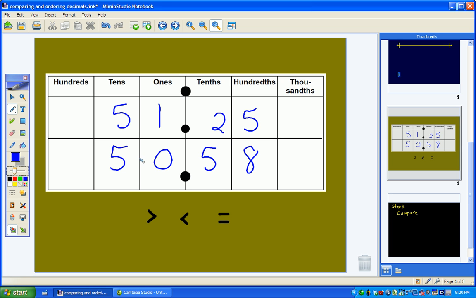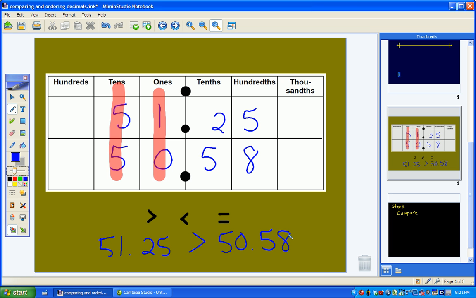So, numbers are pretty close. But when you're talking about races and stuff, the tenths and the hundredths and the thousandths place can make all the difference in the world. Okay? So, just like we did with the regular place value, the whole numbers, let's compare. We lined up our decimals. That was our first thing. We're comparing. They're both the same. That doesn't help. And we look here, and what do you see? You see that the 1 is greater than the 0. So, 51 and 25 would be greater than 50 and 58 hundredths.